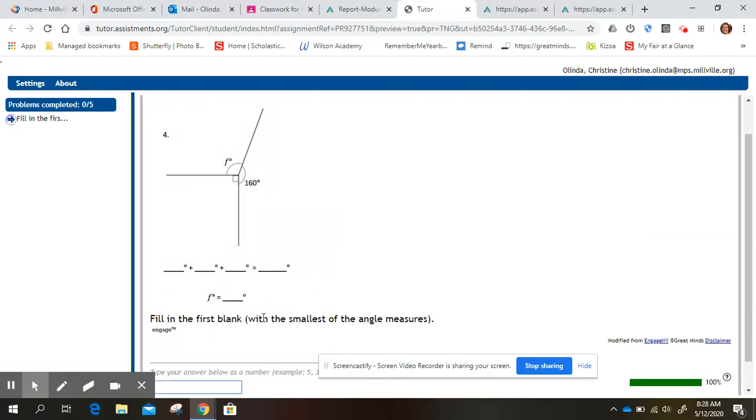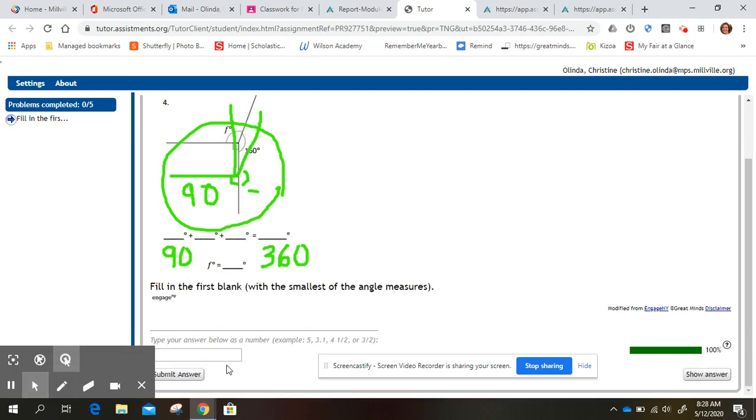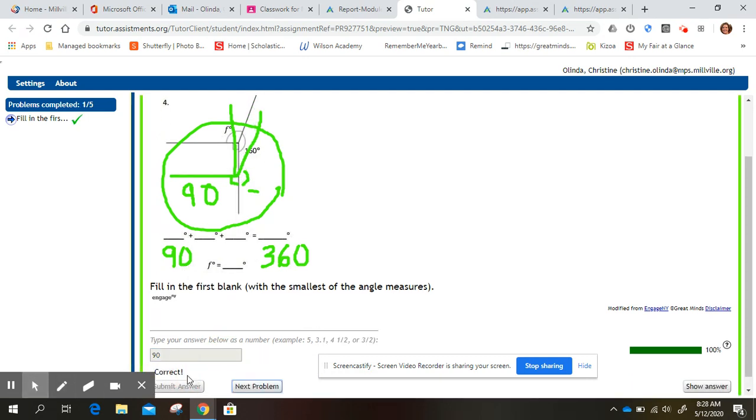Yes, number 4. All right, fill in the first blank with the smallest angle measure. All right, so we know that this one has to be 90 because it's a right angle. And we know that this one is 160. We know the whole thing has to be 360 degrees. So now we have to figure out, is this smaller than 90 or bigger than 90? And most of you would already guess that this is bigger than 90 because it's not a 90-degree angle. This would be a 90-degree angle, and it went past that. So my smallest would be 90. And so I'll type in 90 here. That was correct.